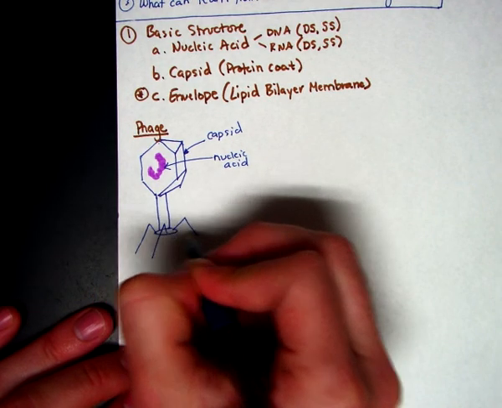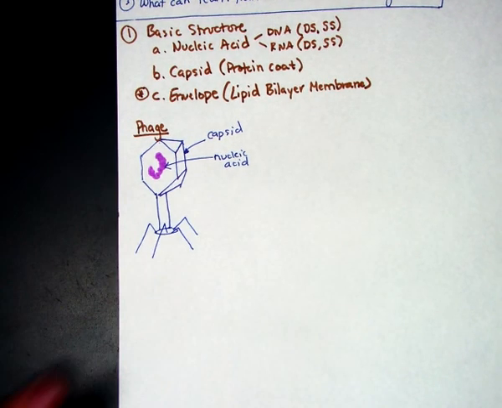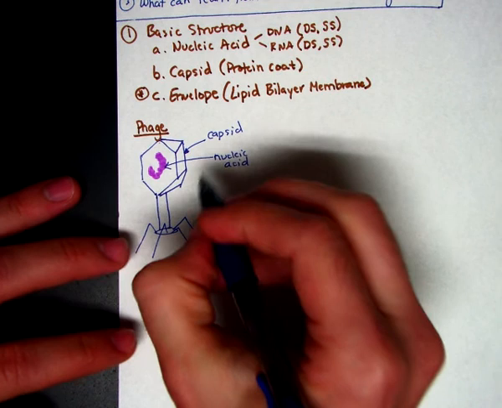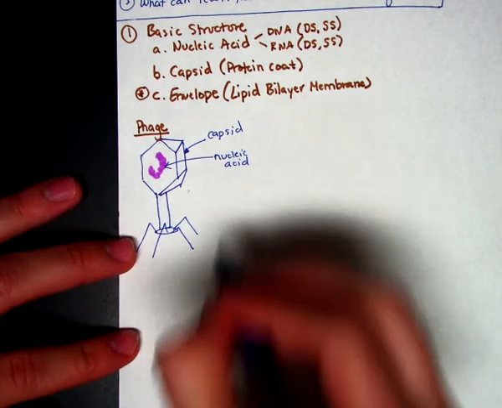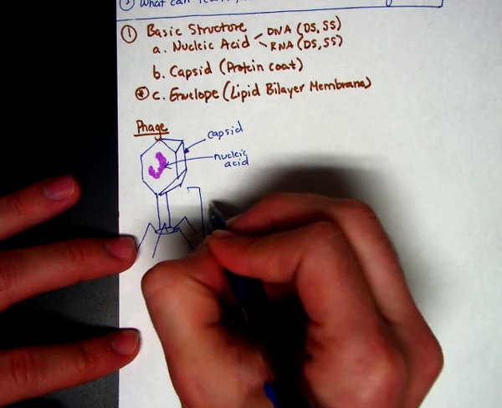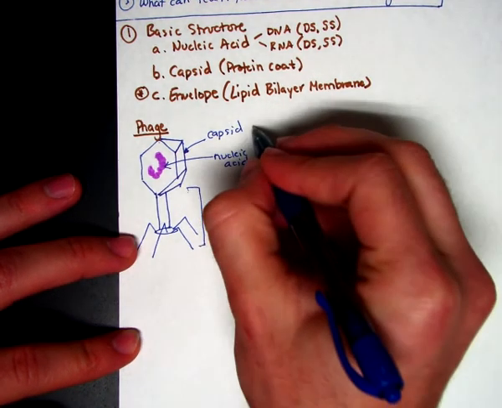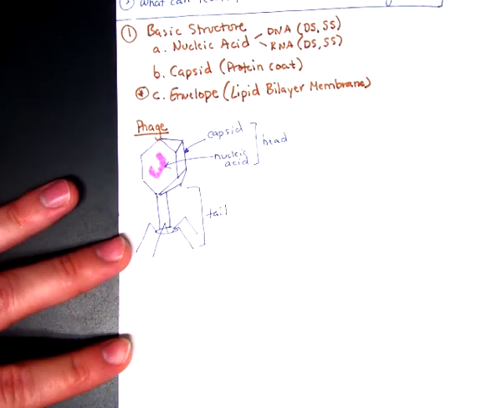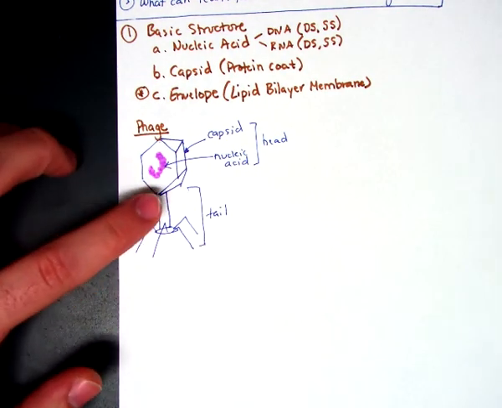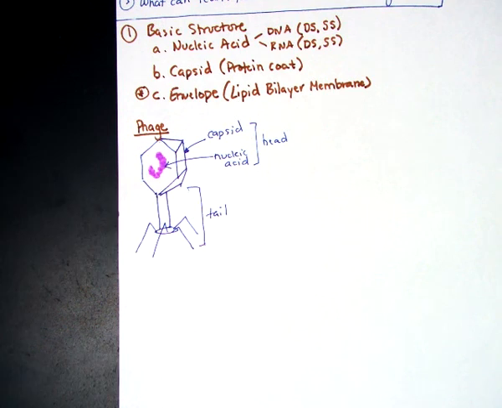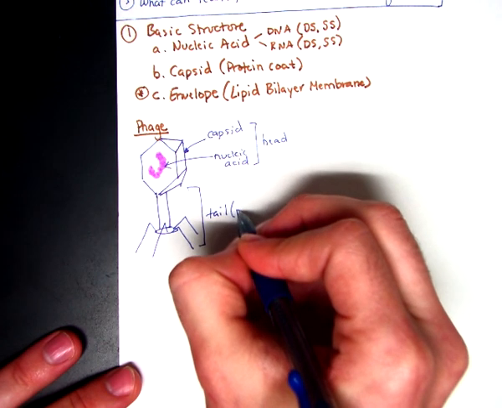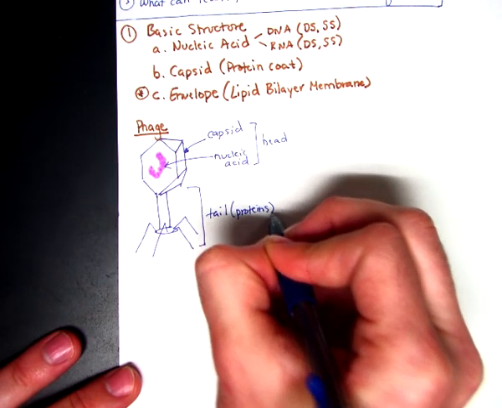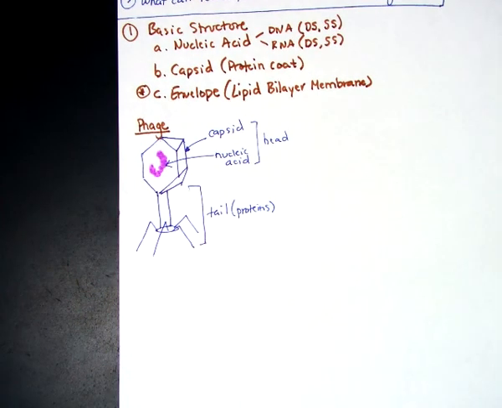That looks like this. And this is kind of broken up into two pieces, but this is known as the tail. So this is the head, and this is the tail. And there are these spikes, and there's the sheath, and they're also made up of proteins primarily, that tail. So that's what a bacteriophage looks like.